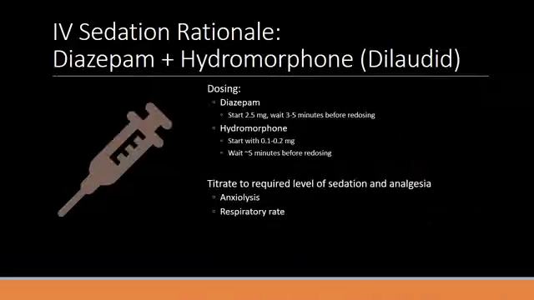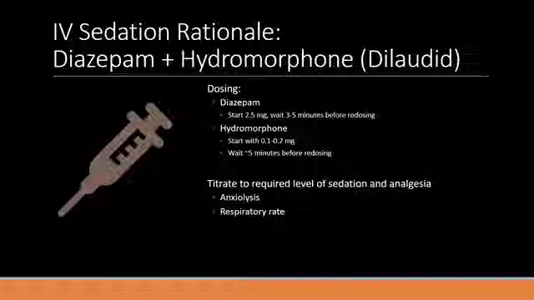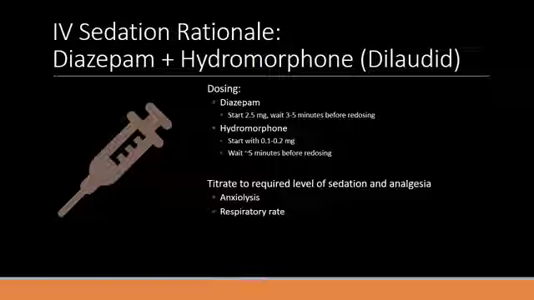Now, in terms of the diazepam, what are we going to do? We're going to start just as we did before, 2.5 milligrams, wait 3 to 5 minutes before redosing, and just kind of titrate to the level that we want. In terms of the hydromorphone, we're going to start with 0.1 to 0.2 milligrams. I usually like to go 0.1, a small bolus of 0.1. You're going to wait a few minutes, maybe 3 to 5 minutes, and just see how they do. And then based on the respiratory rate, you can continue to give more Dilaudid and just kind of dial it in until they've got a nice respiratory rate somewhere around 8 to 10, something like that.